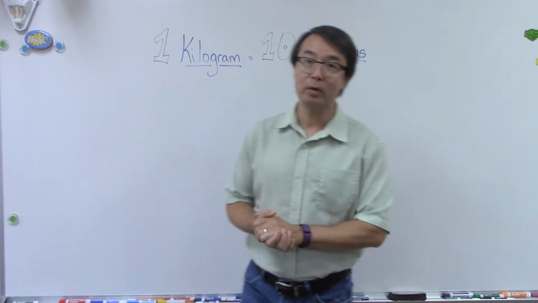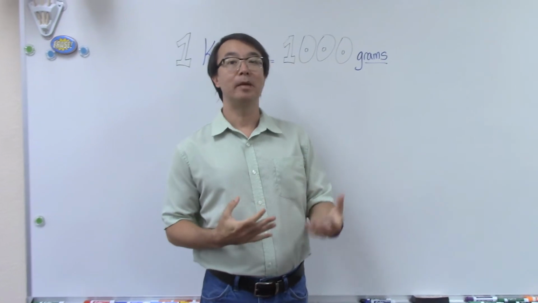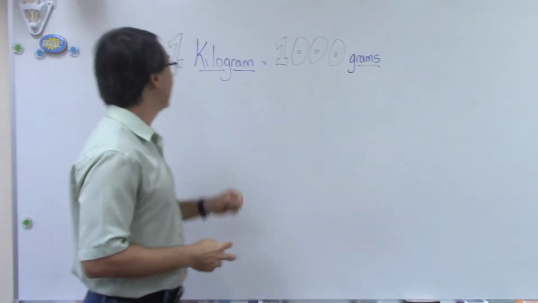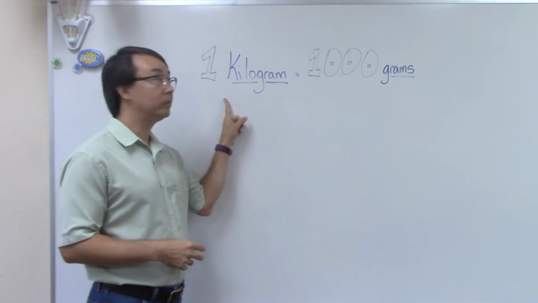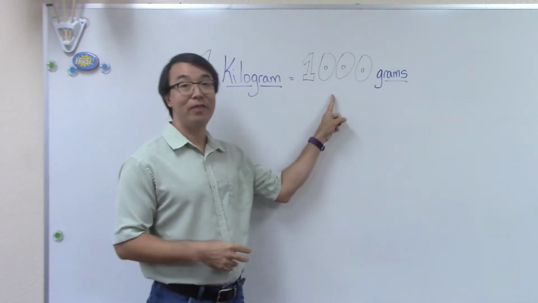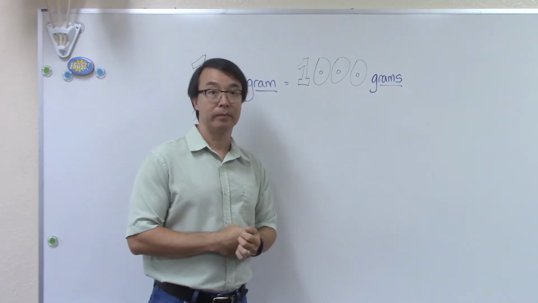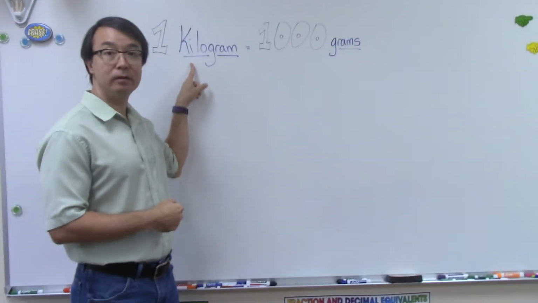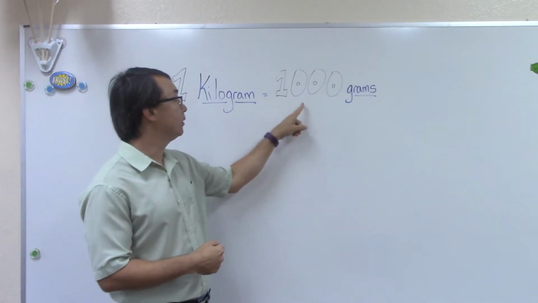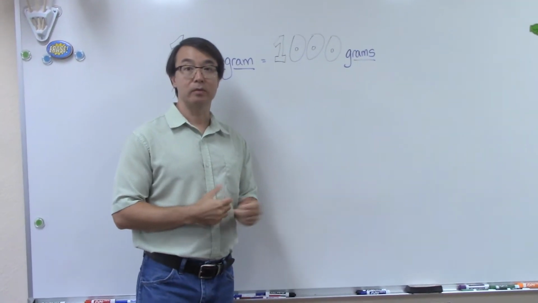So the very first thing I want you to do is write down, memorize, and know the fact that 1 kilogram is equal to 1,000 grams. Kilo means 1,000, so 1 kilogram equals 1,000 grams.